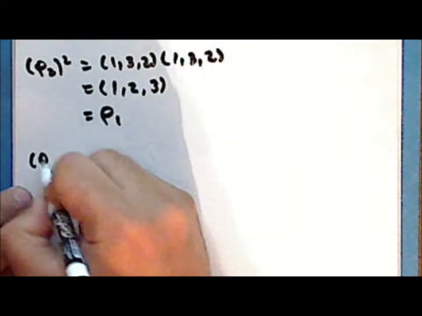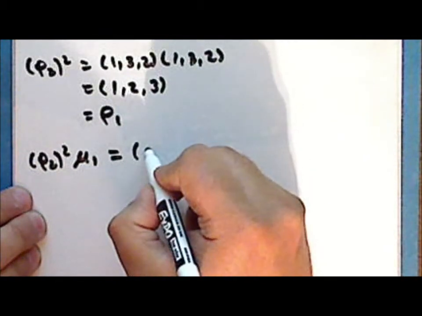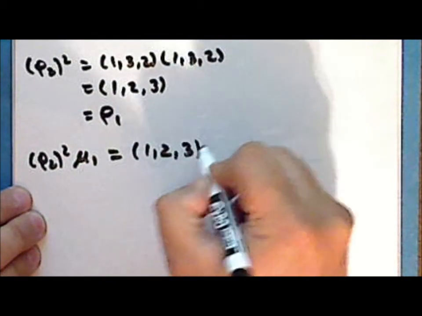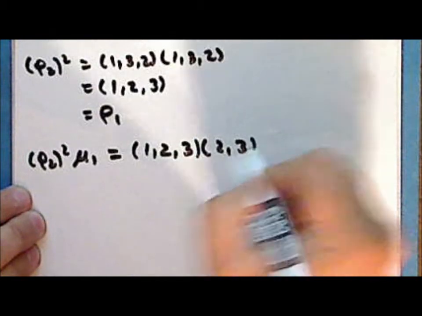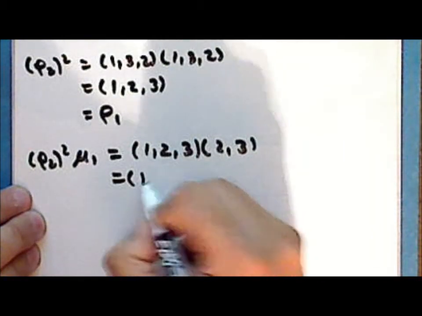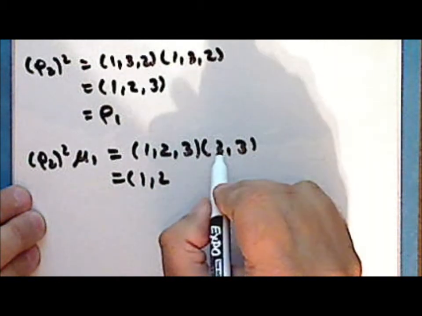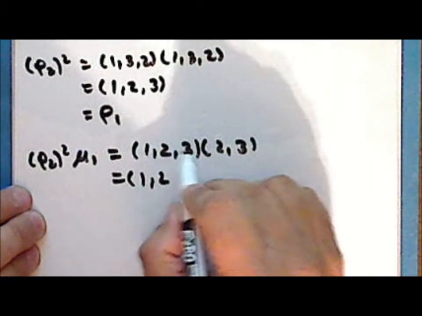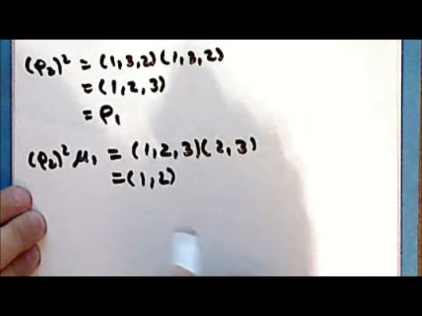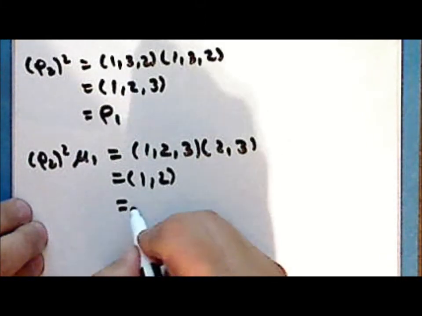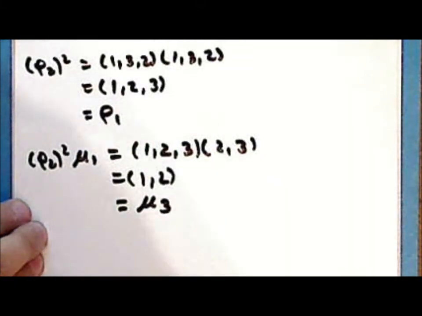So the product, rho sub 2 squared times mu sub 1, is the product of the cycles 1 to 2 to 3, and 2 to 3. So beginning with 1, 1 is mapped onto itself, and then mapped onto 2. 2 is mapped onto 3, and then 3 is mapped onto 1, ending the cycle. And this is the same as mu sub 3.